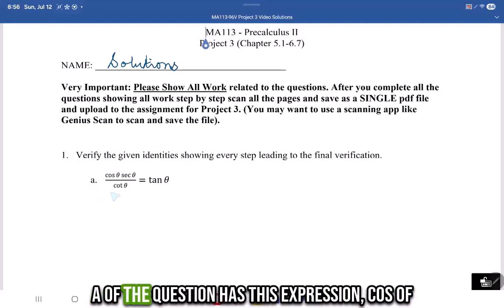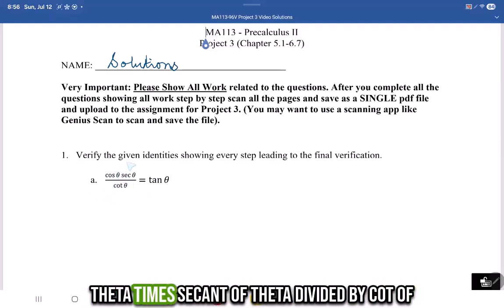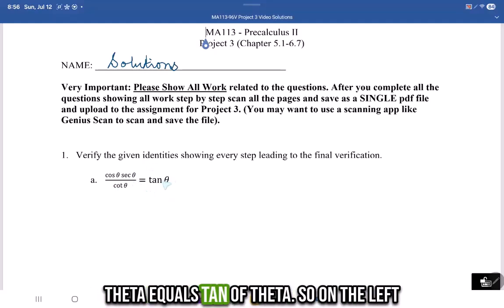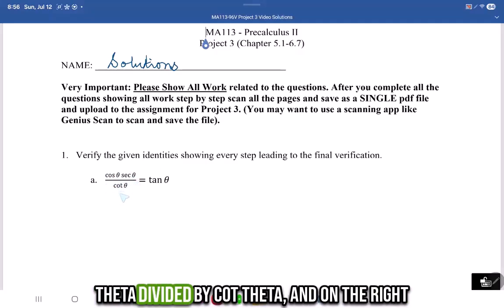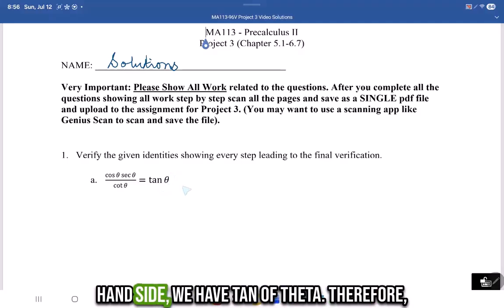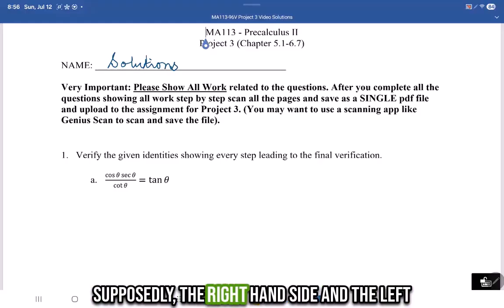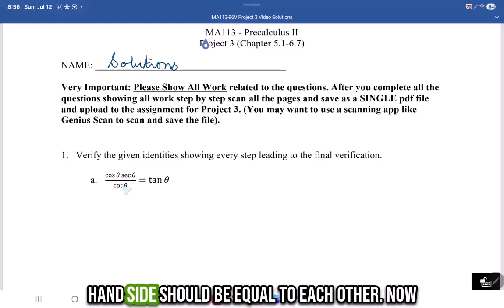Now, part A of the question has this expression, cos of theta times secant of theta divided by cot of theta equals tan of theta. So on the left hand side, we have cos theta times secant theta divided by cot theta, and on the right hand side, we have tan of theta. Therefore, supposedly, the right hand side and the left hand side should be equal to each other.